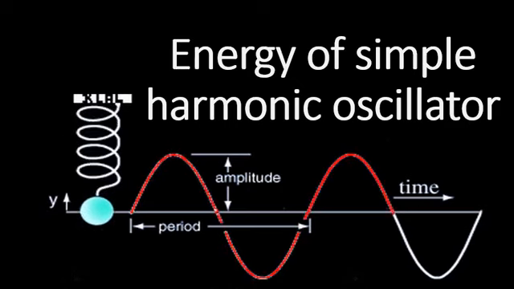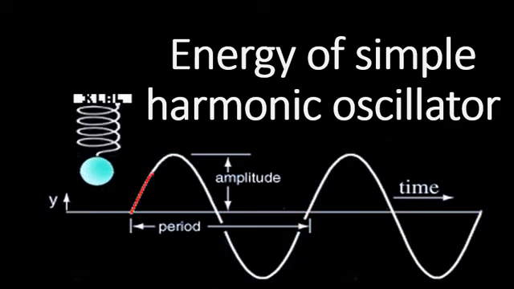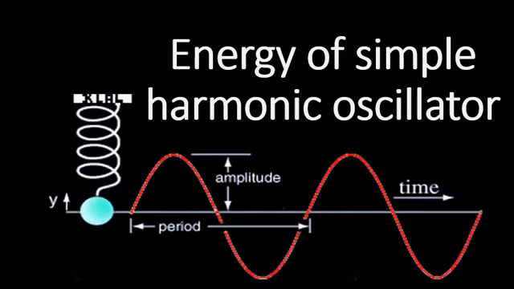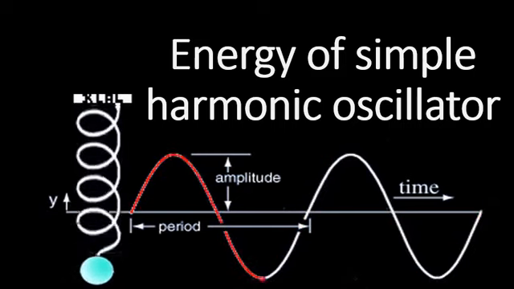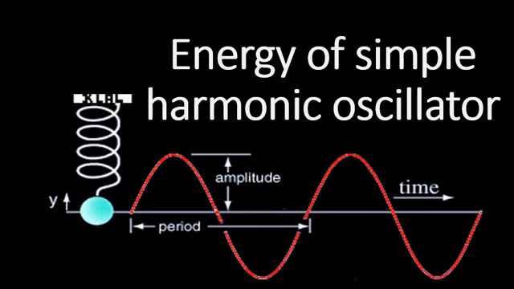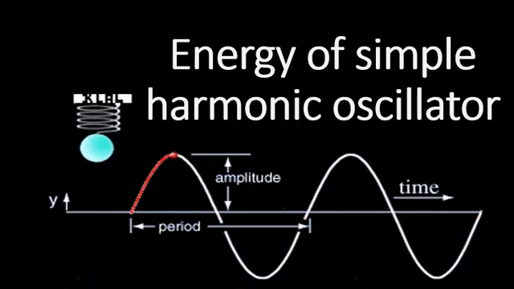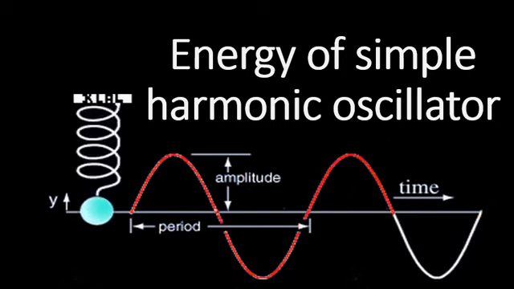Dear students, in this video we are going to discuss the energy of a simple harmonic oscillator. Here we will do the classical treatment, when a body moves between the maximum and minimum position about the central or equilibrium position, and see how its energy varies between maximum and minimum.